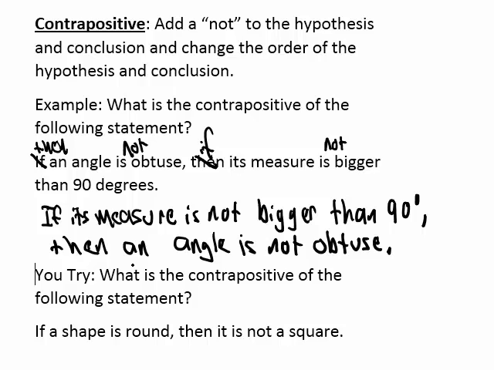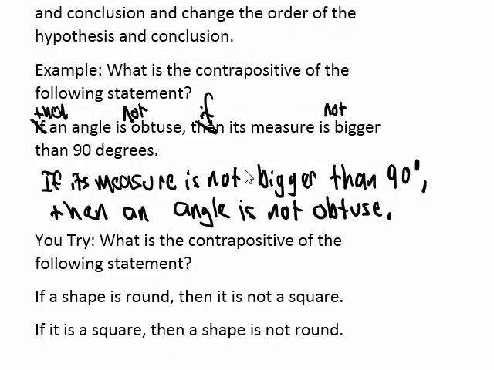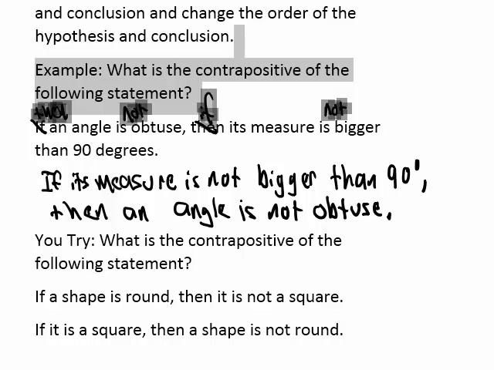Alright, go ahead and try the one down below, pressing pause and press play when you're ready to see the answer. And for that one I got, if it is a square, then a shape is not round. And I got that by adding the not right before the round, taking off the not for when it says then it is not a square, changing the then to if and the if to then, and rewriting. So if it is a square, then the shape is not round.